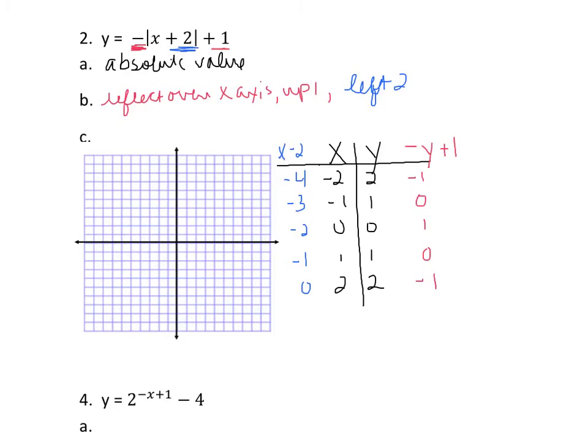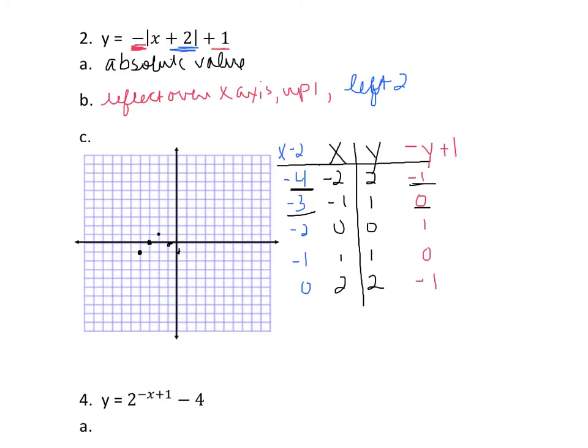So we've got -4, -1 is our first point. So 1, 2, 3, 4, -1 would be down here. And then -3, 0. And then we'd have -2, 1, and -1, 0, and 0, -1.